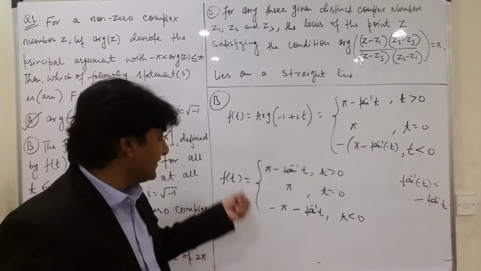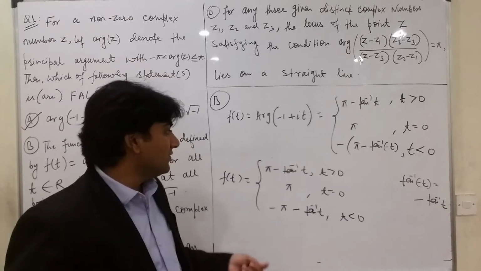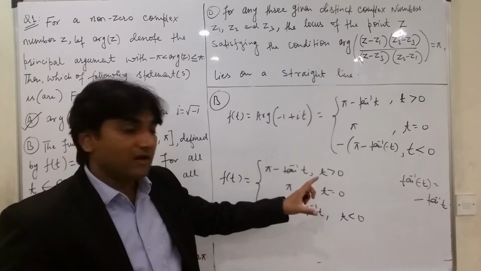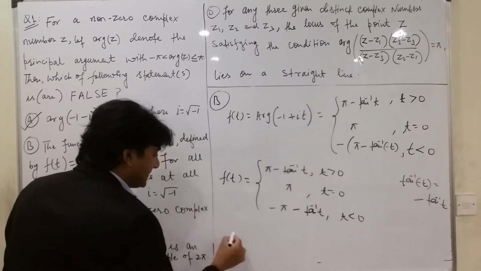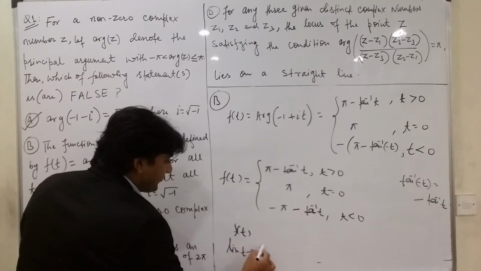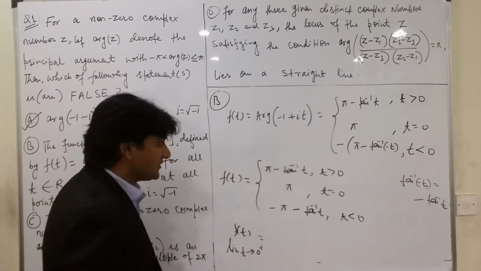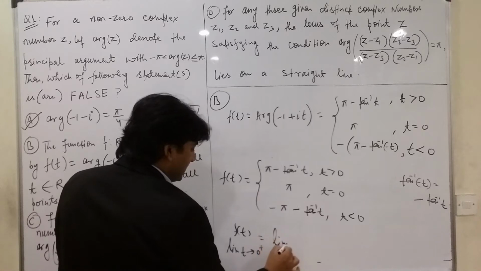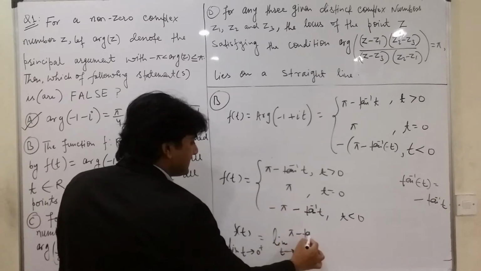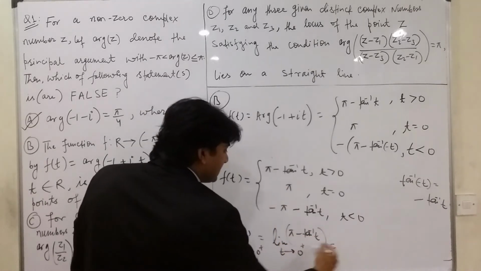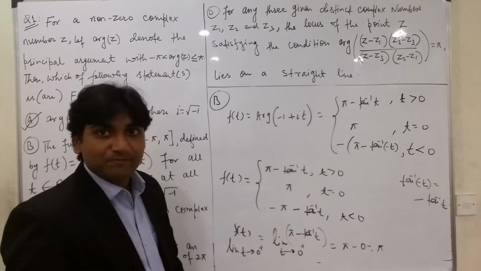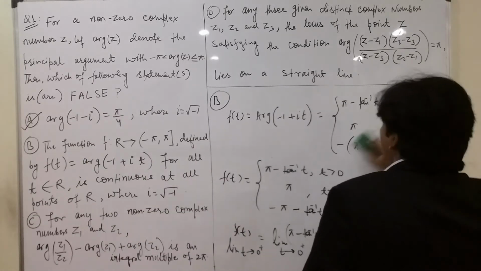Now we need to check whether f of t is always continuous or not, for t greater than 0, equal to 0, and less than 0. So we have to check continuity at t equals 0. Limit as t tends to 0 from the positive side: we take the function pi minus tan inverse t, which is pi minus tan inverse 0, and tan inverse 0 is 0, so it is pi. So I got the right hand limit, that is pi.